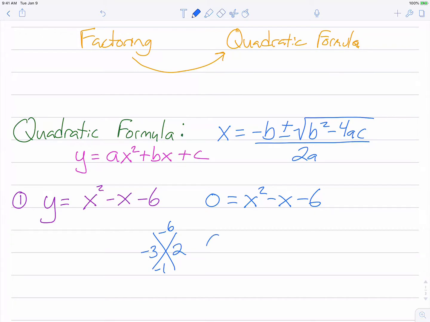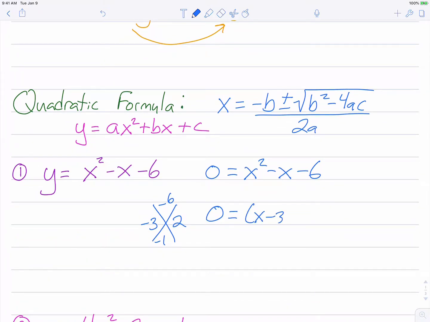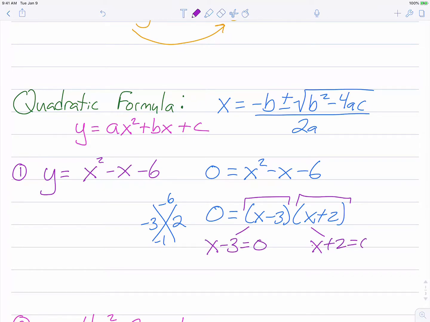So if I factored this, don't forget your 0 equals, it would be x minus 3 times x plus 2. If you have two things that multiply to 0, one of them has to be a 0. So you can break this into two parts: either x minus 3 is 0 or x plus 2 equals 0. If you solve them both, you get x equals 3 and x equals negative 2, which means that if you were to graph this, this parabola crosses the x-axis at 3 and at negative 2.